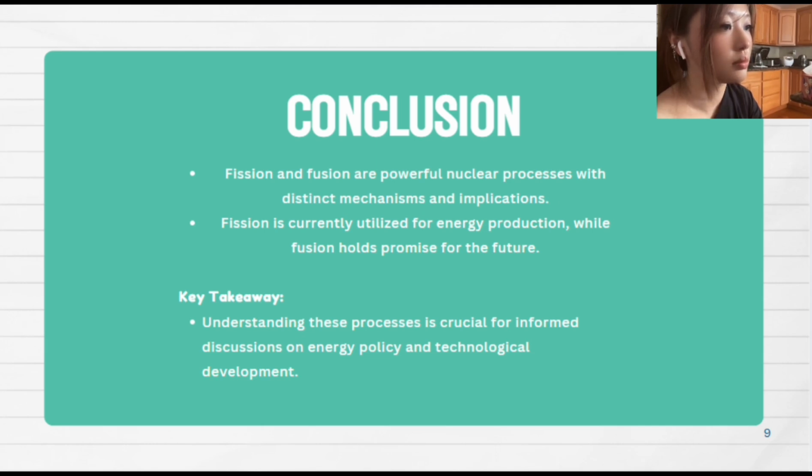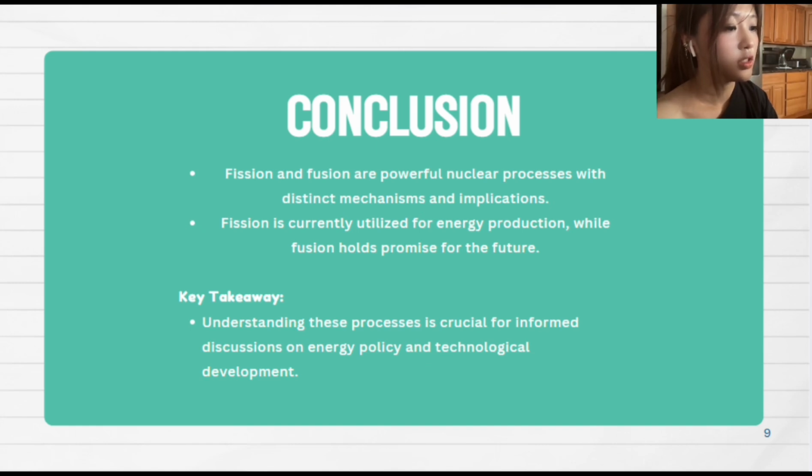To wrap this up, we talked about two types of nuclear reactions, fission and fusion. Fission is the splitting of atoms and is used today in nuclear power plants and weapons. Fusion is the process that powers the sun, and scientists are working hard to harness it for use here on Earth. Fission is efficient and well developed, but it comes with risks like radioactive waste and potential for accidents.